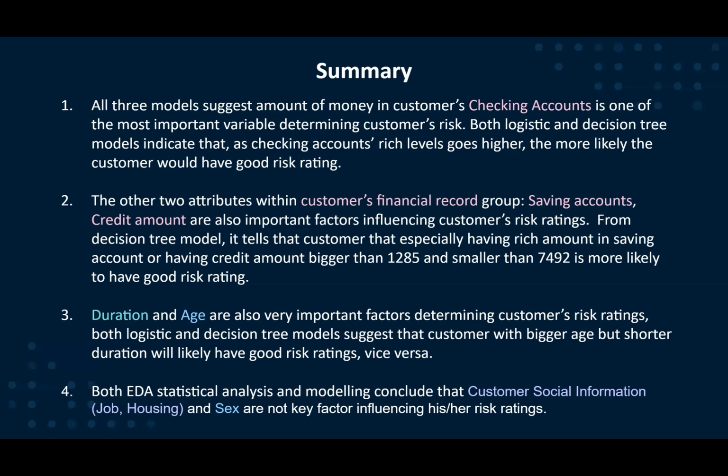Other than customers' financial records, duration and age are also very important factors determining customers' risk rating. And both logistic and decision tree models suggest that customers with bigger age but shorter duration will likely have a good risk rating, and vice versa. And also, our EDA report and this modeling both conclude that customers' social information, including job, housing, and also customers' sex, are not the key factors influencing his or her risk rating.